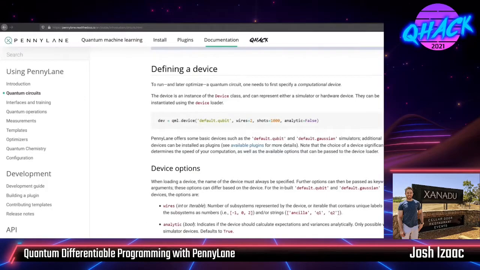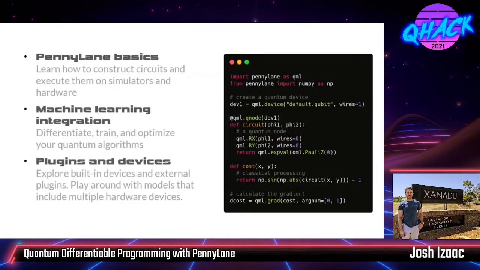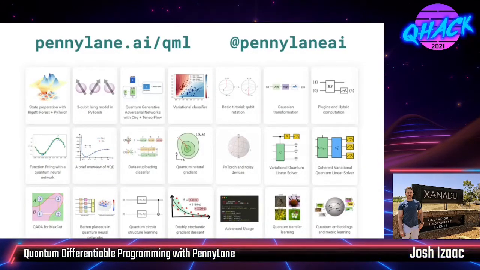A second really useful resource is the PennyLane QML website. This page contains a huge array of PennyLane demonstrations and tutorials, from short introductions such as qubit rotation and using plugins in different devices, to introductions to various quantum algorithms such as VQE and QAOA. And finally, it contains implementations of the latest results from the quantum machine learning literature. So, let's get started.